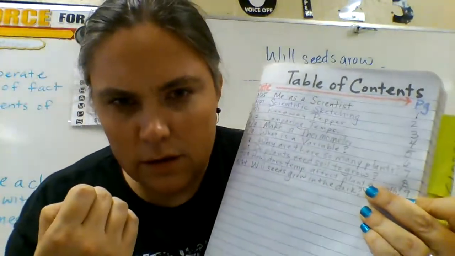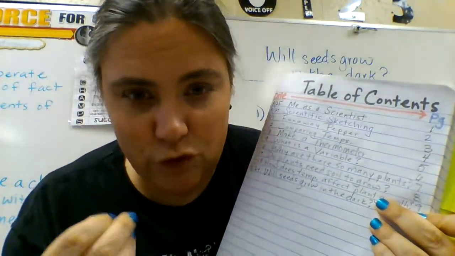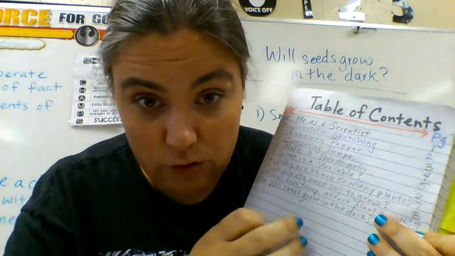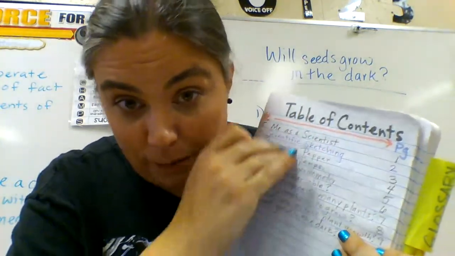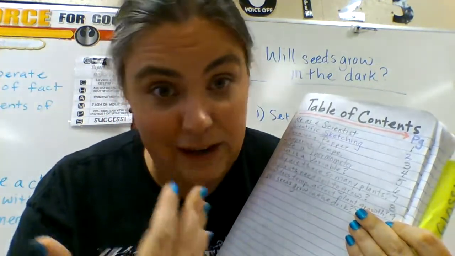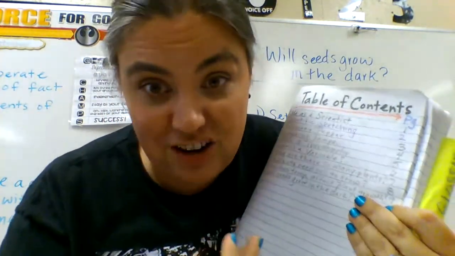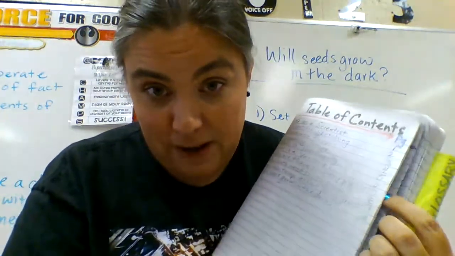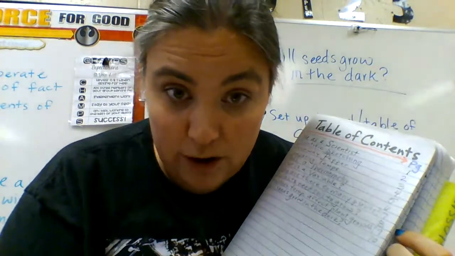So coming up for my virtual students, what I'm going to ask you to do to get a grade for your journal is to take a picture of your table of contents page. And then I'll pick a page at random. I can pick any page. I can say page 6, page 10, or page 3. And you turn to that page and you take a picture of that page. And that will be your grade.